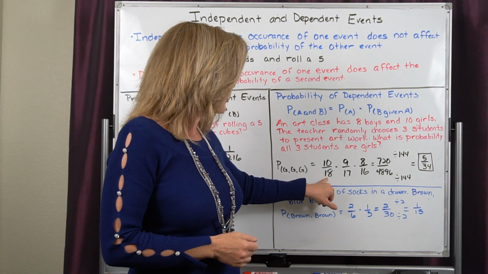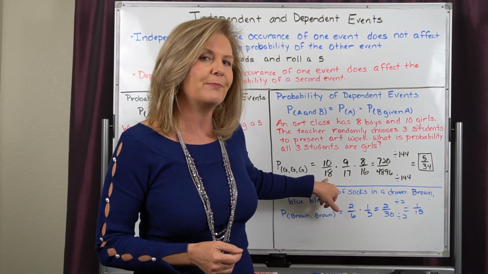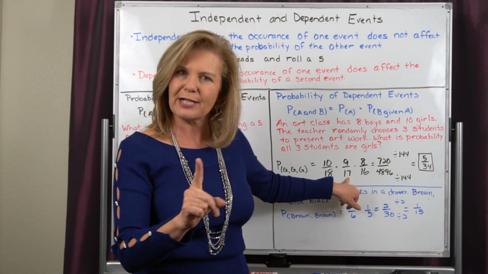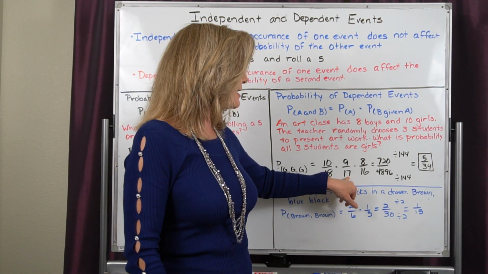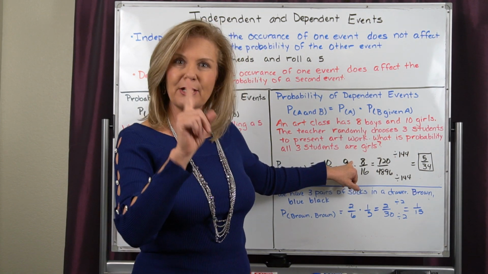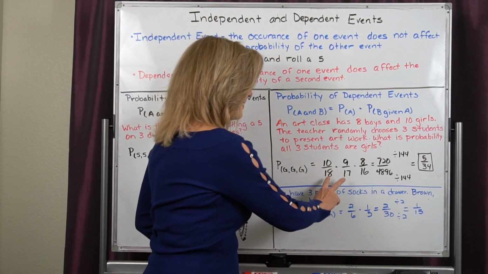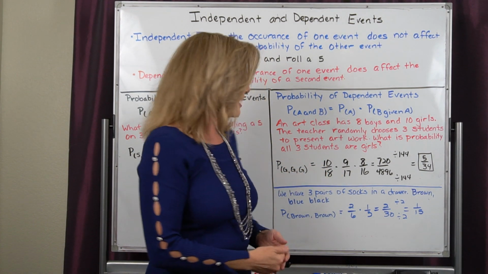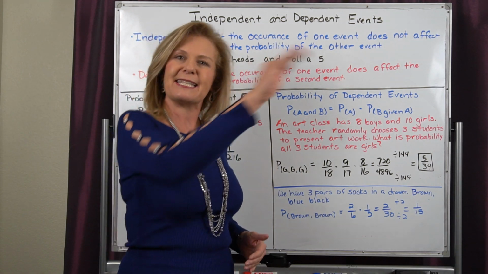So that means now I don't have 18 kids to choose from. I only have 17 kids. And because she already chose one of the girls, the number of girls reduced from 10 down to 9. So here we can see that it's a dependent event because it absolutely changed the probability. So then she picks the second girl.